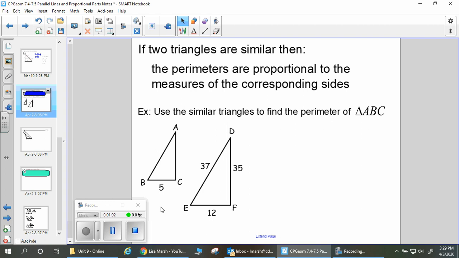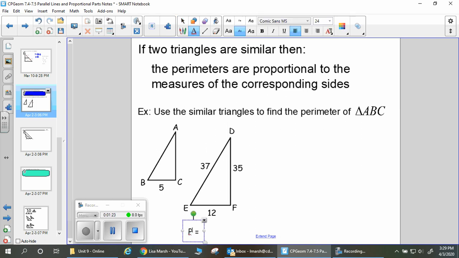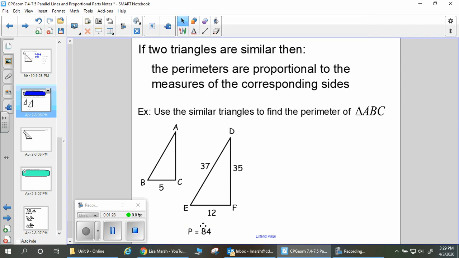So instead, I'm going to use the fact that I can find the perimeter of this big triangle to sort of help me out. So if I take the big triangle, the first thing I want to do is find the perimeter of the big triangle. Remember, perimeters just add your sides together. So 37 plus 12 plus 35 is going to give me a perimeter that is equal to 84 for this large triangle. So if I know this, I can set up a proportion to find the perimeter.